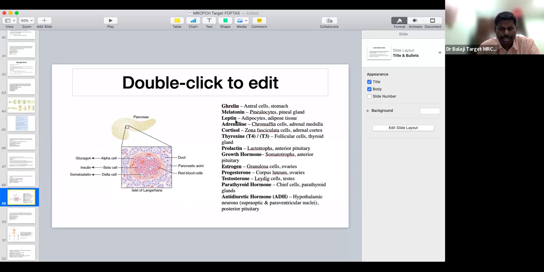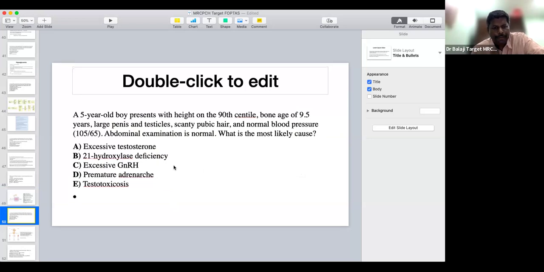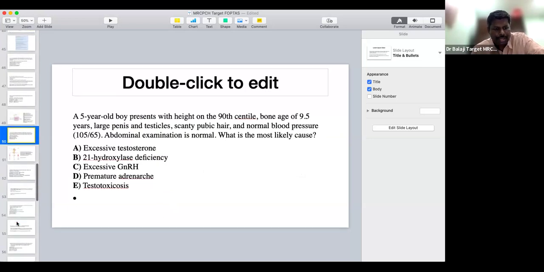Leptin is from the adipocytes, melatonin is from the pinealocytes, and ghrelin is the right answer. It is coming from the antral cells of the stomach. Remember, for pancreas, again and again, sometimes they keep asking. Alpha cell is the glucagon, beta cell is the insulin, and delta cell is the somatostatin. Okay. So this is a bit tricky.